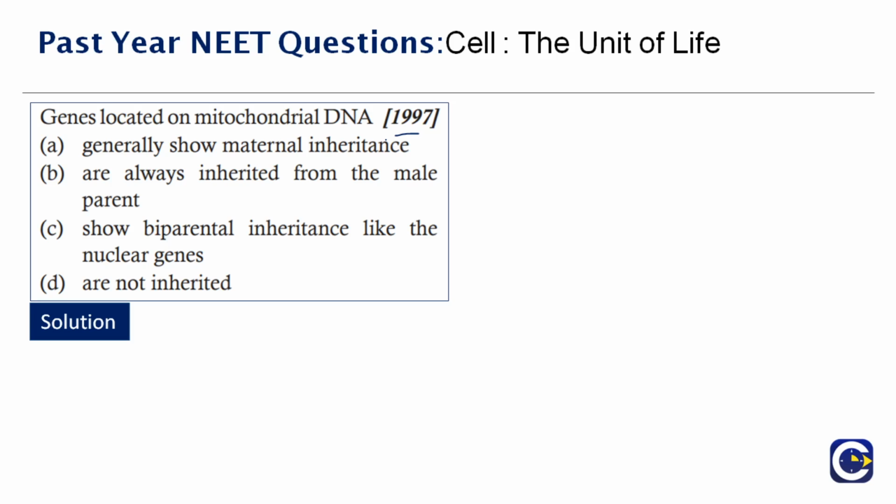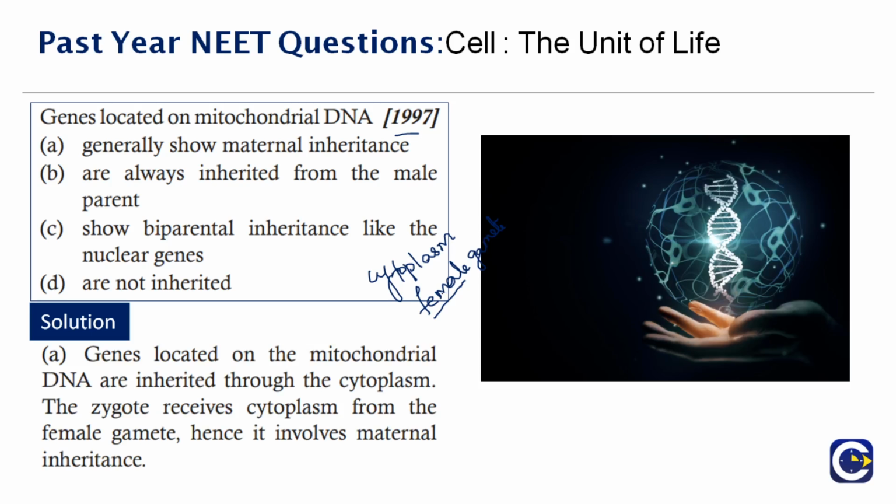Genes that are located on the mitochondrial DNA, they are inherited only through which one? They are inherited only through the cytoplasm. Very important, right? Through the cytoplasm. The zygote receives the cytoplasm from which one? It will receive from the female gamete. Right? Since it receives from the female gamete, it is very well understood it receives the information through maternal inheritance. Therefore, the correct answer to this question is option A, generally show maternal inheritance. Okay, now you understand why it is maternal inheritance.